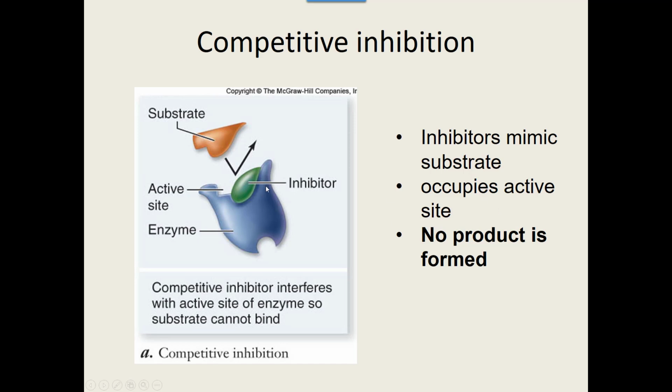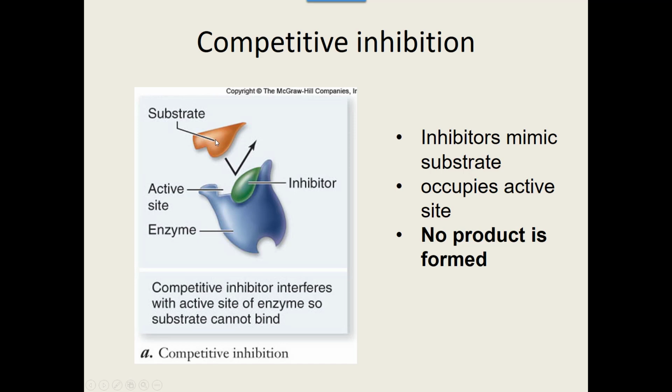So it's called competitive inhibition. There's just something else competing for that active site space. And no product is going to be formed, because the substrate can't get broken down or built up, whatever is supposed to happen. There's another type of inhibitor called non-competitive inhibition.